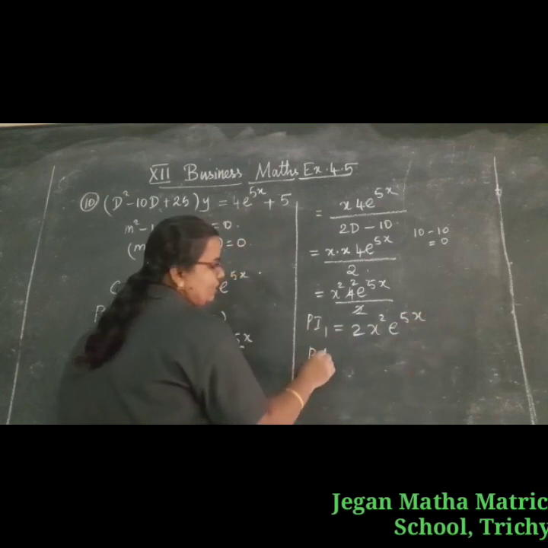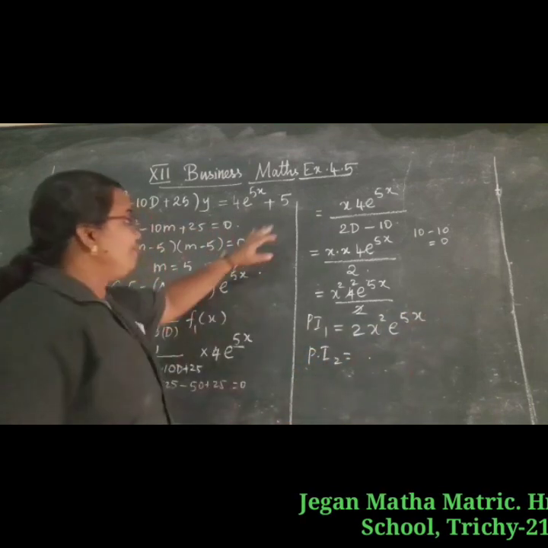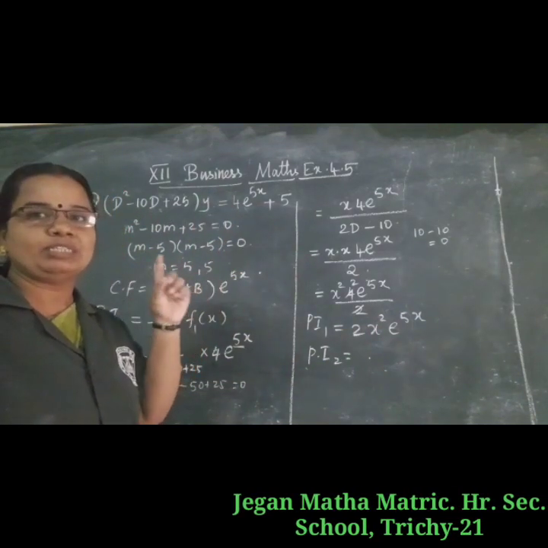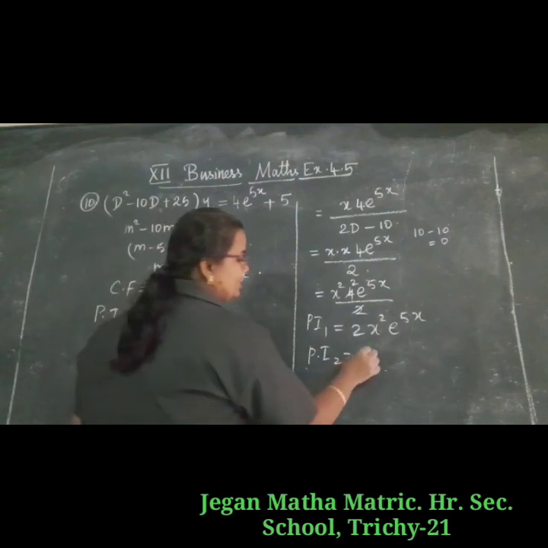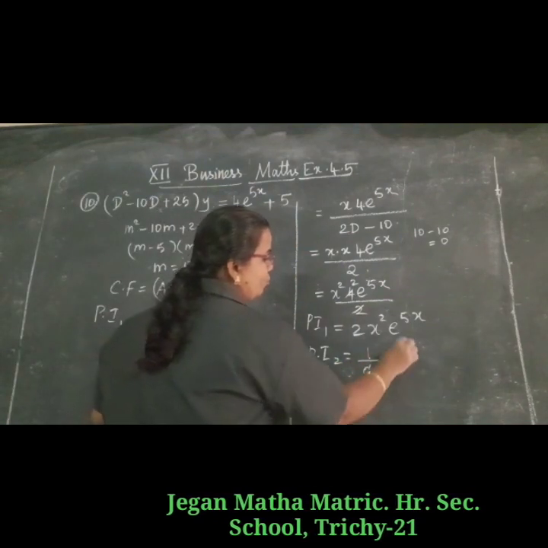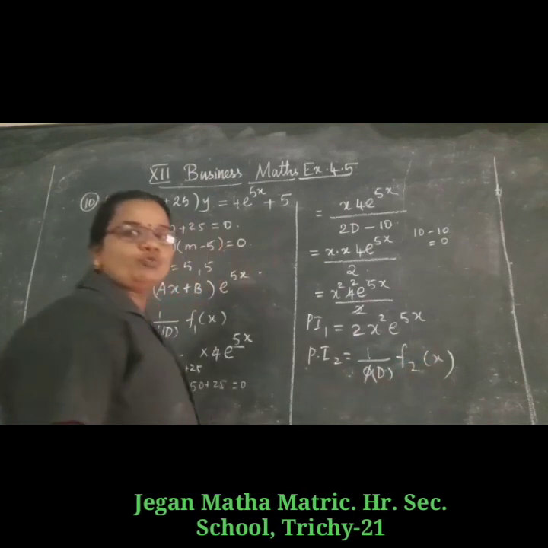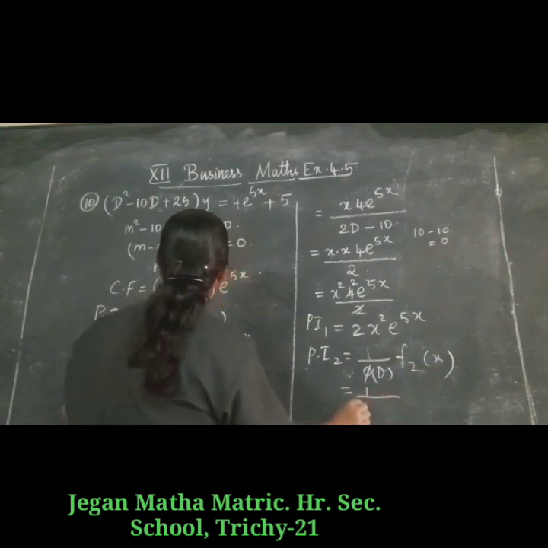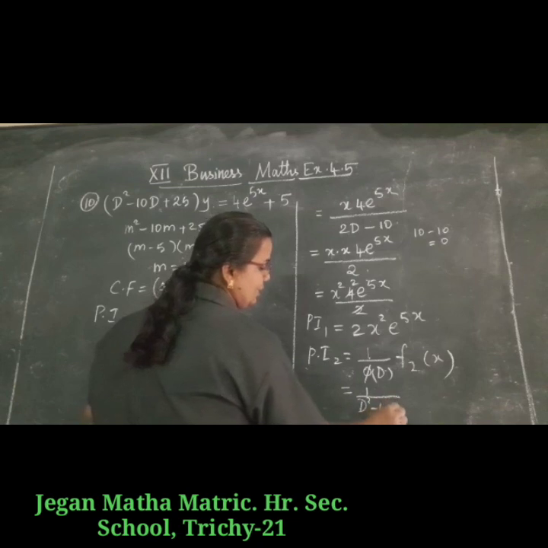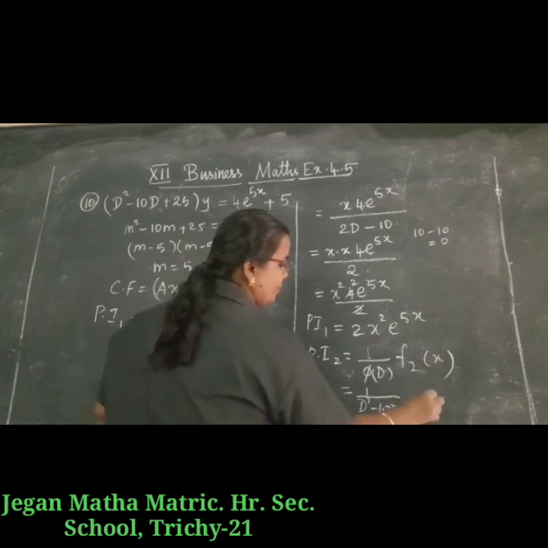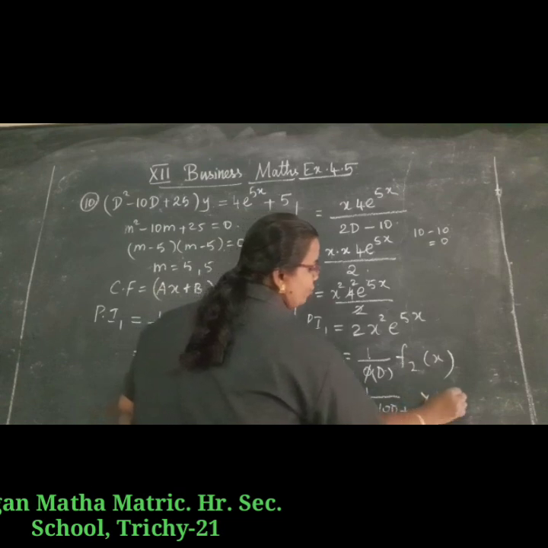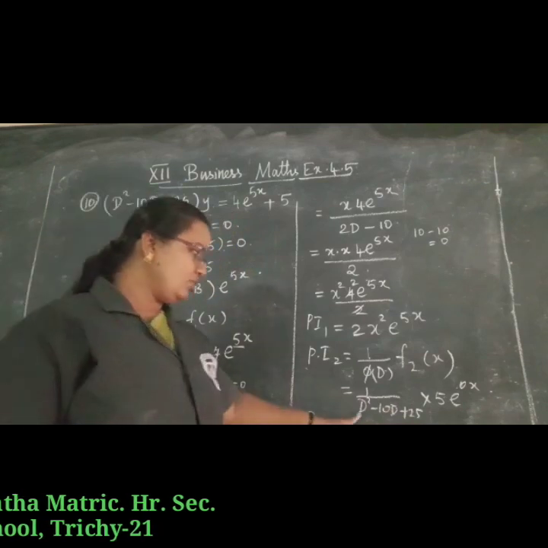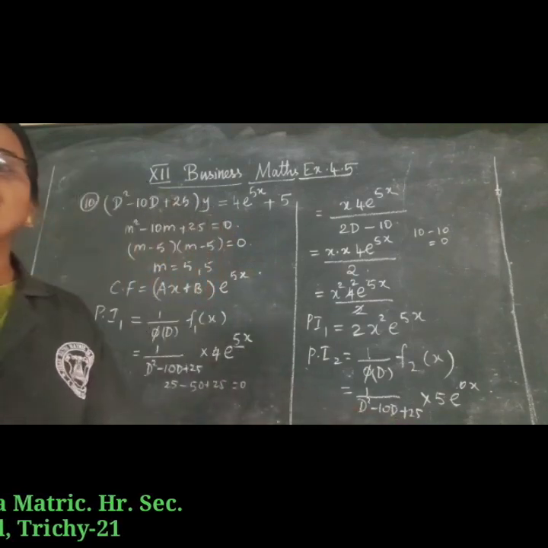And what is the particular integral 2? Here we have only 5. So let us assume that it is e power 0x. E power 0x means that is 1. So you have to take it as 0x. So 1 by f of D into f2 of x. That f2 of x should be considered as 5 into e power 0x. So 1 by (D squared minus 10D plus 25) into 5 e power 0x. So instead of D you have to substitute 0. Here 0, here 0, only 25 is there.